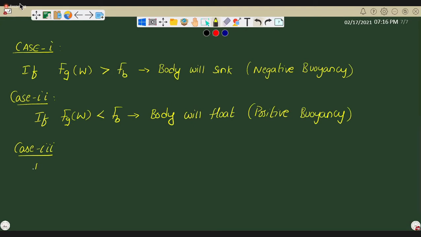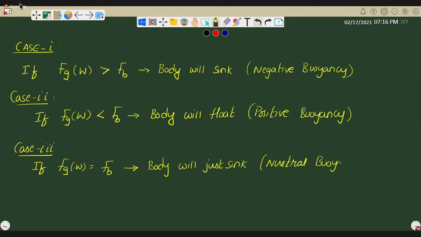Case 3. If Fg or weight is equal to Fb, then the body will be at equilibrium. This is called neutral buoyancy.